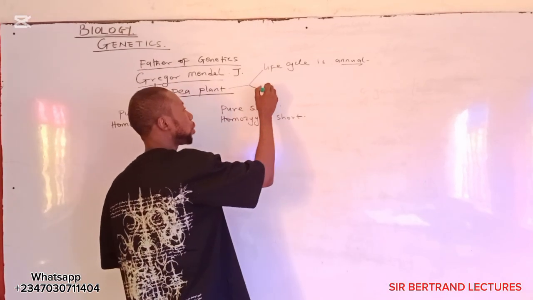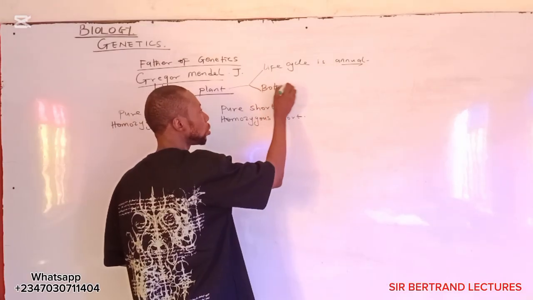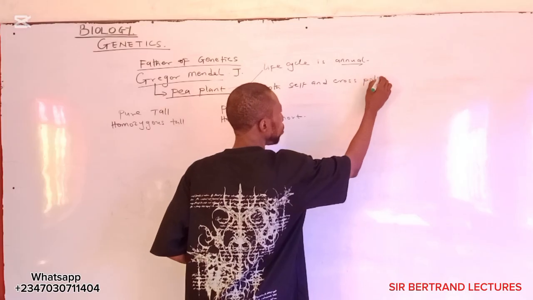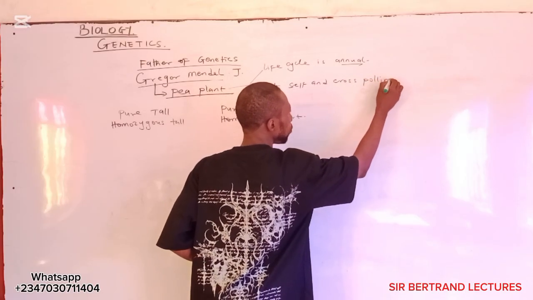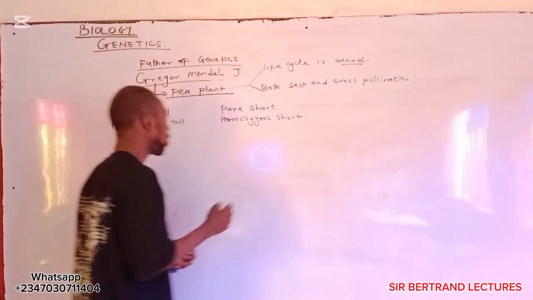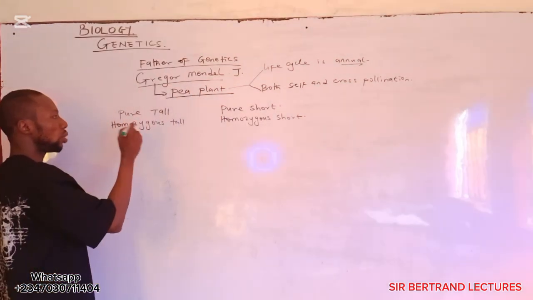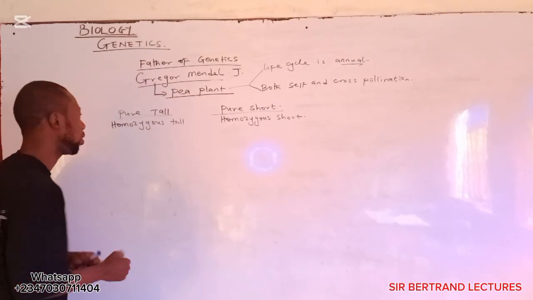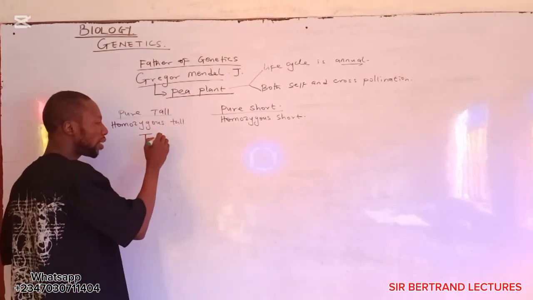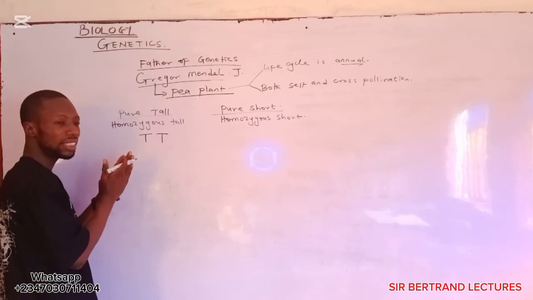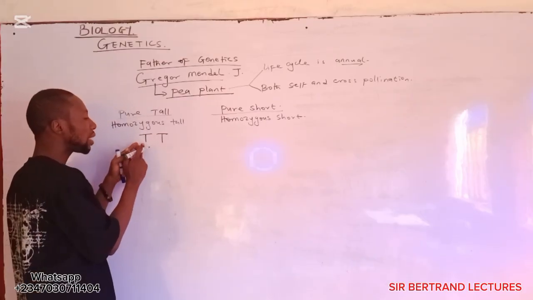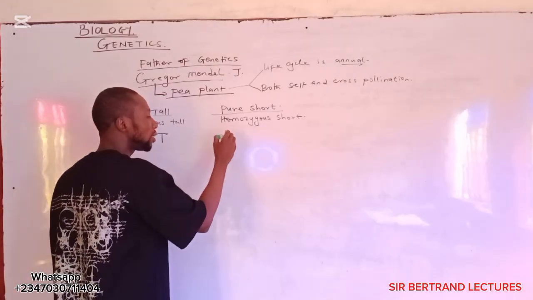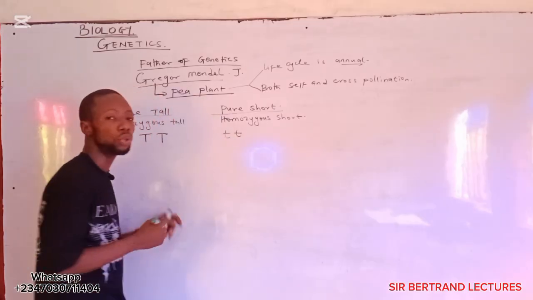Then he used pea plants because pea plants can undergo both self and cross pollination. Now, when I say pure tall here, what Gregor Mendel means by pure tall is that he took a very tall plant, and according to his experimental work, he shows capital T and capital T as the gene for tall, then small t and small t as the gene for short.